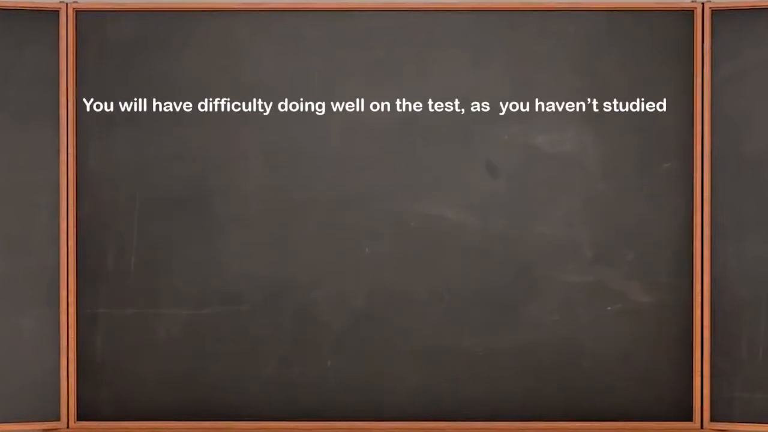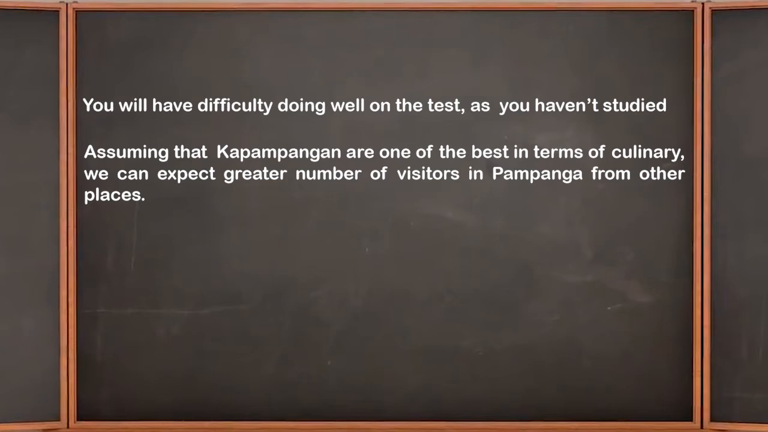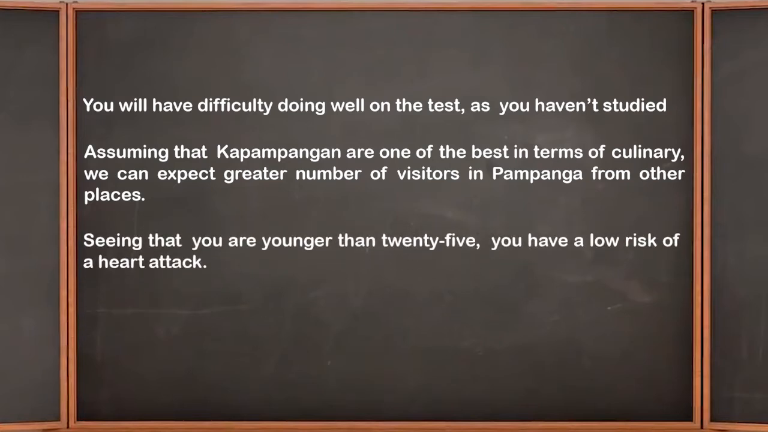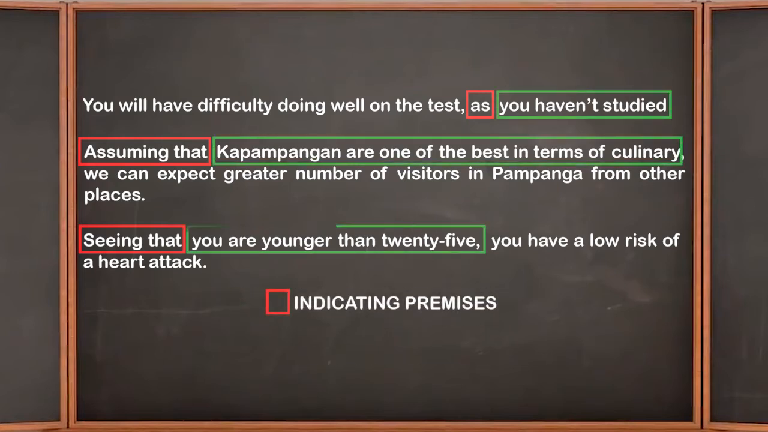Examples: You will have difficulty doing well on the test as you haven't studied. Assuming that Kapampangans are one of the best in terms of culinary, we can expect a greater number of visitors in Pampanga from other places. Seeing that you are younger than 25, you have a low risk of heart attack. The words as, assuming that, and seeing that are indicating premises.